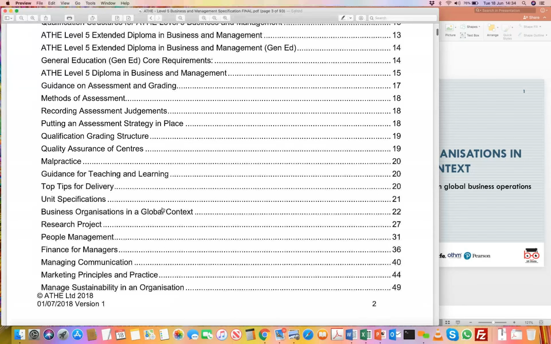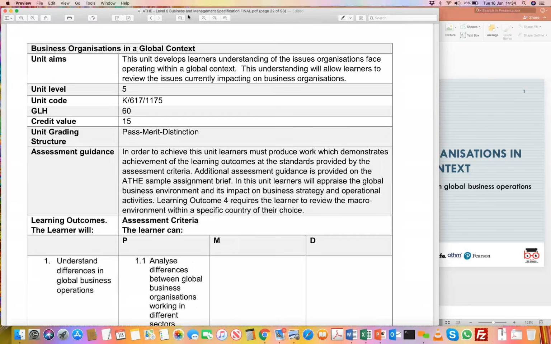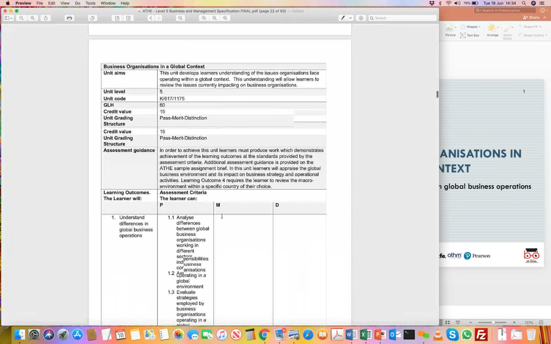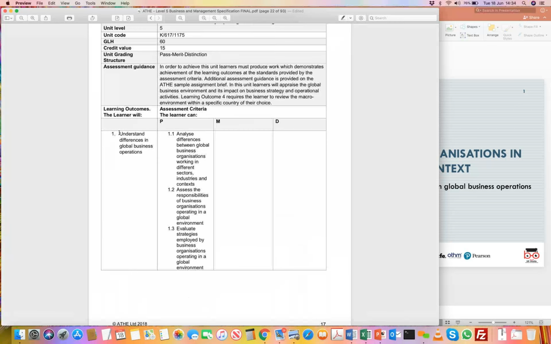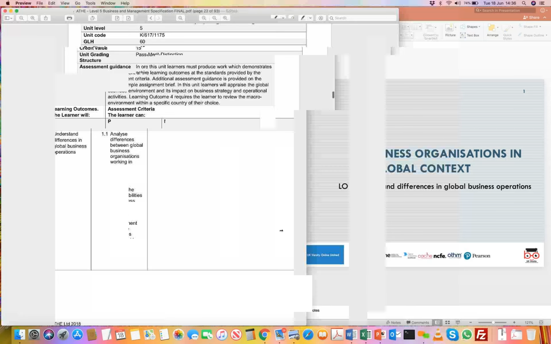So in this unit, if I just quickly go into the specifications. Today we are covering learning outcome 1, which talks about understanding differences in global business operation. There are 3 tasks that we have to cover. One of them talks about different types of organizations and different companies within the global sector, in a global business environment. We'll talk about the responsibilities and then look at what kind of strategies, which could be sales strategy, marketing strategy, HR strategy, what kind of strategy the company applies when they work within a global business environment.